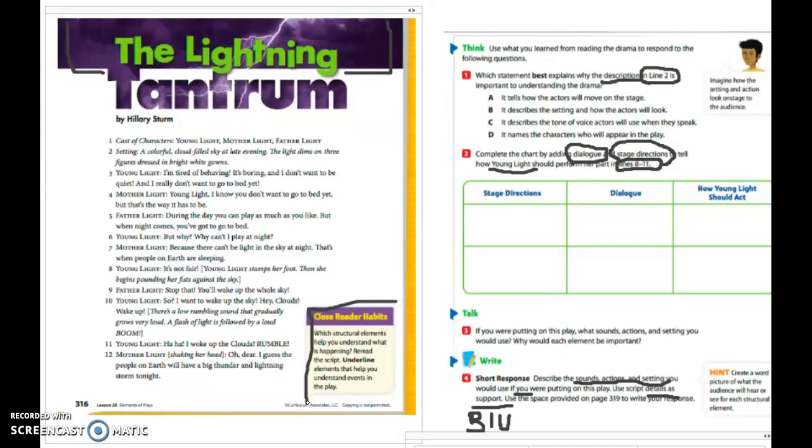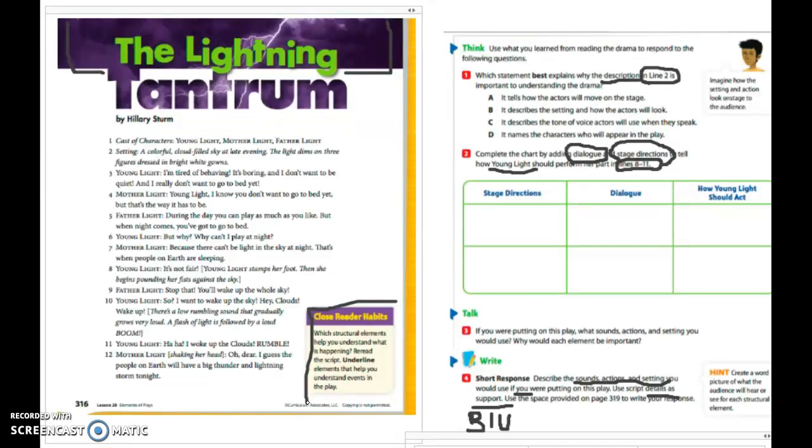Young Light: I'm tired of behaving. It's boring. I don't want to be quiet, and I really don't want to go to bed yet. Mother Light: Young Light, I know you don't want to go to bed yet, but that's the way it has to be. Father Light: During the day you can play as much as you like, but when night comes you've got to go to bed. Young Light: But why? Why can't I play at night?